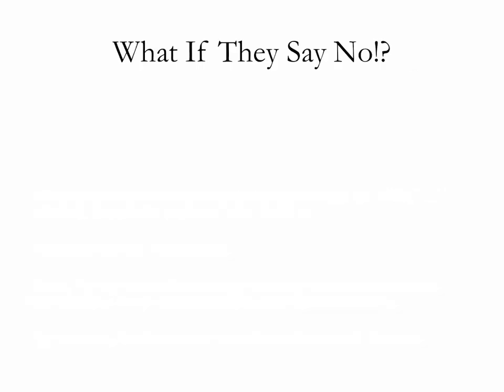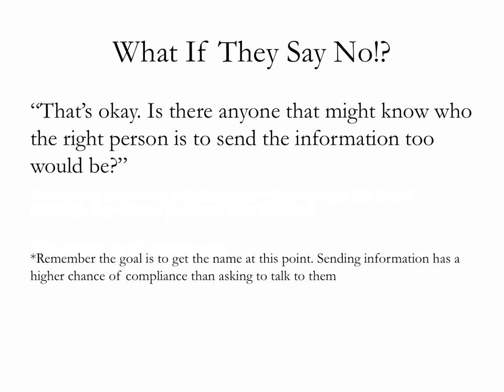What if they say no? What if they say, you know what, I don't actually know who manages that? What do you do then? Well, a simple thing you can do is just ask if there's someone who might know who the right person would be. Remember, the goal at this point is just getting the name. And again, I like to sprinkle in the fact that I'm going to be sending them information that's potentially valuable just to optimize the chance of them complying and giving me somebody who might know the right person.